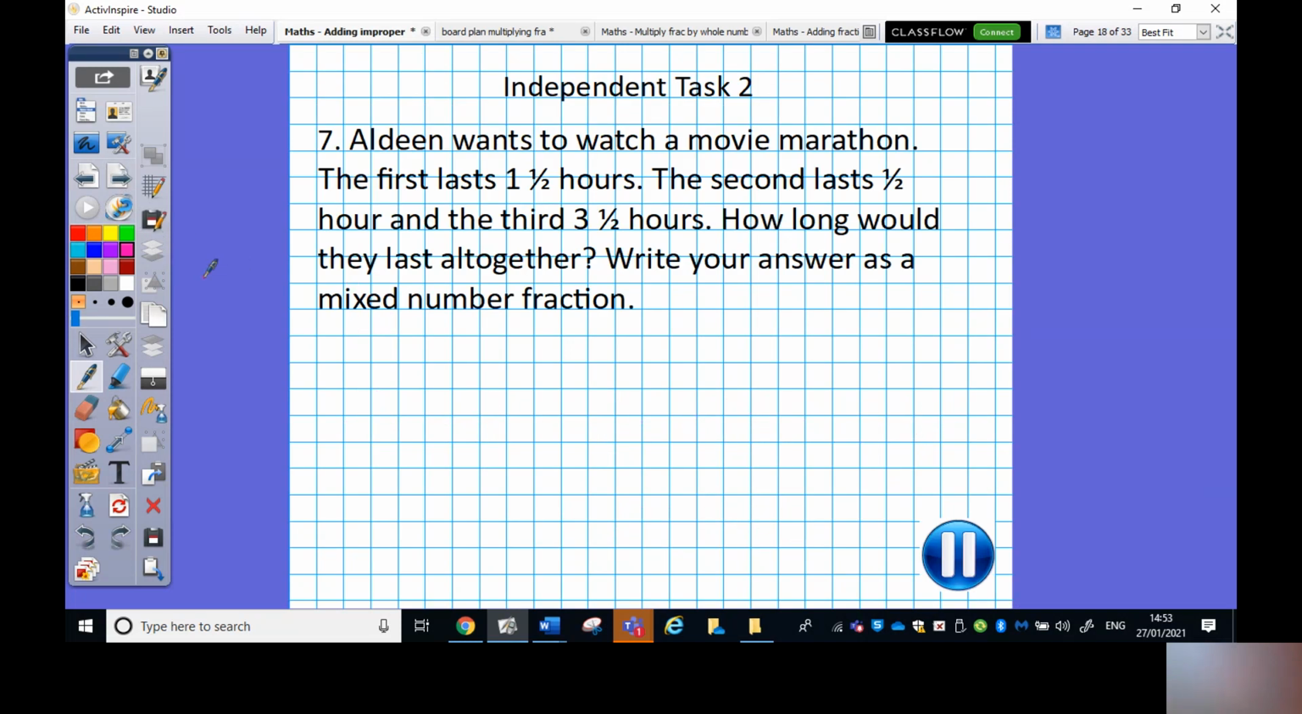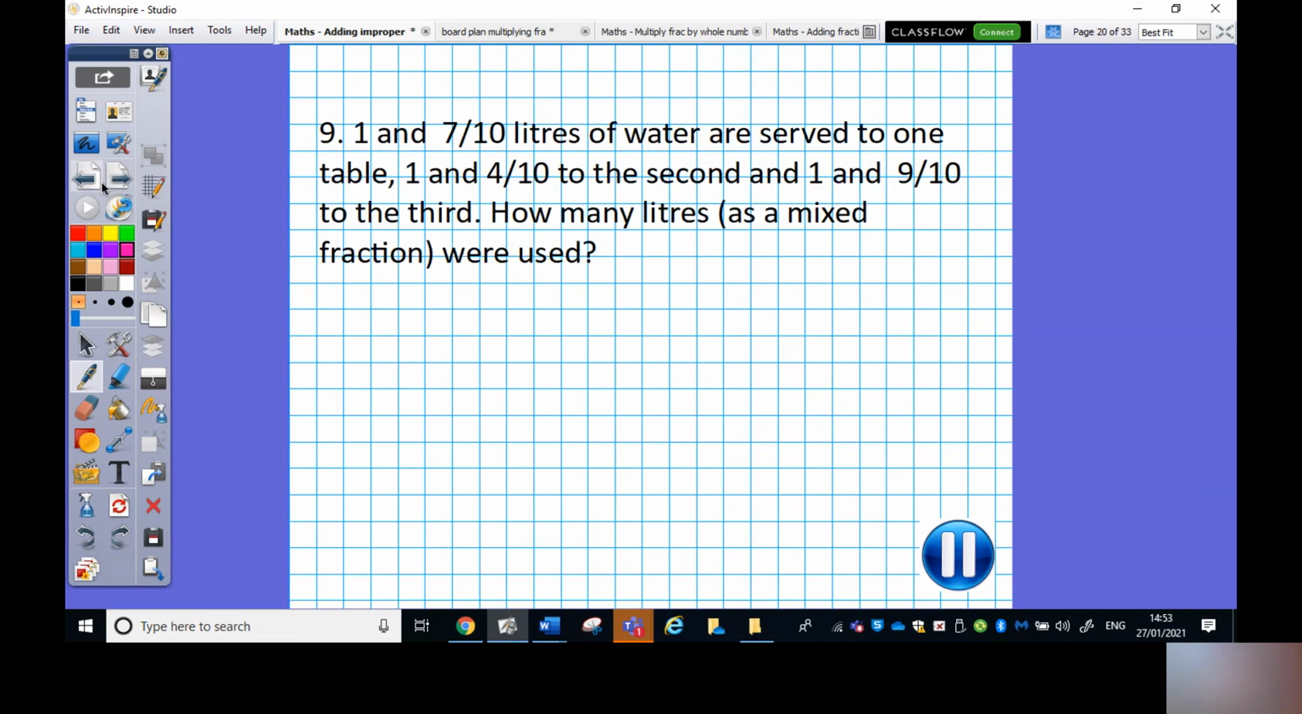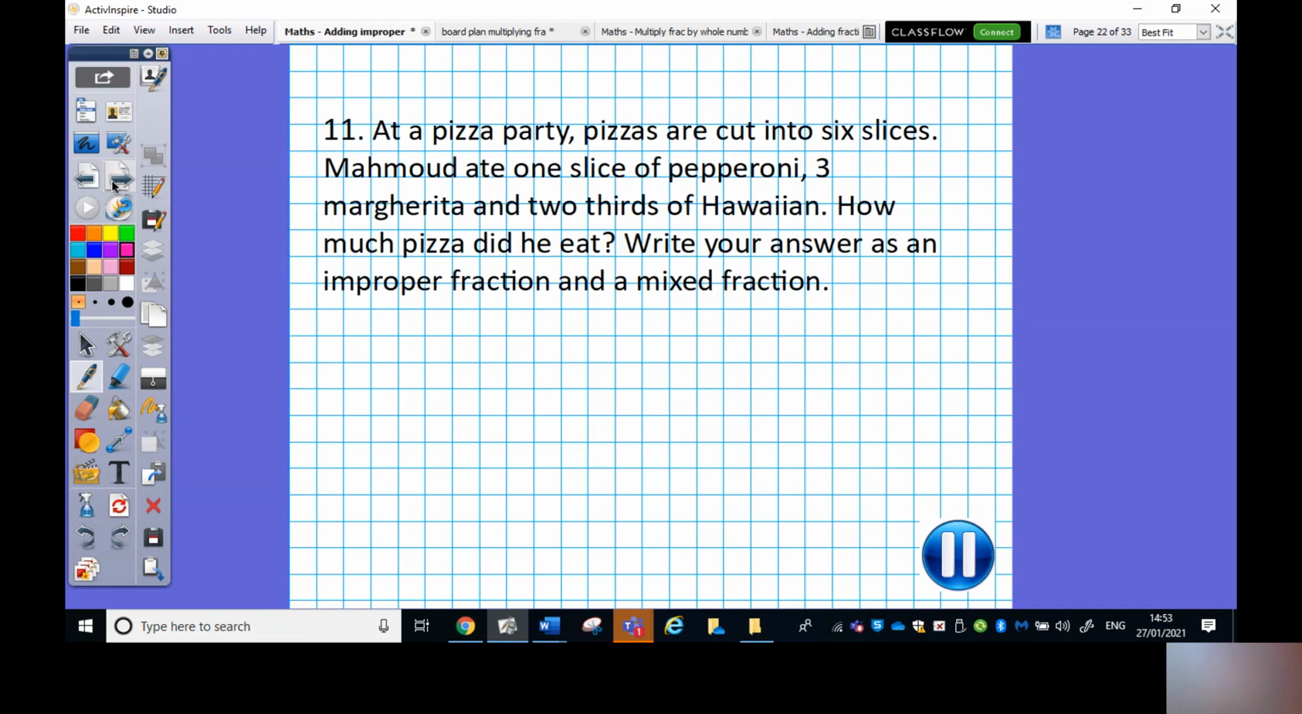I'd like you now to complete the independent task 2. Please pause and answer the questions, and unpause when you've finished. So we have question 7, question 8, question 9, question 10, and question 11. Unpause when you're ready to go through the answers.